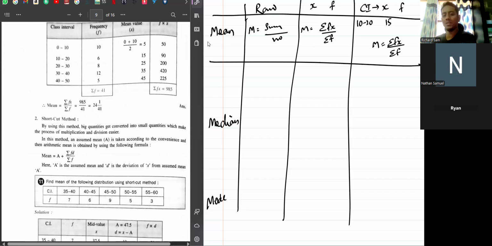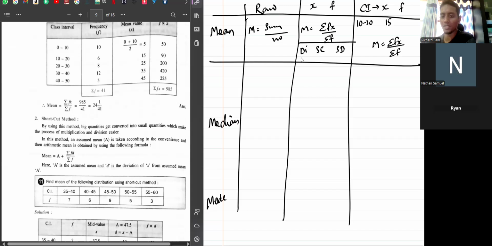Now, to find the mean for x and f and for class interval and f, you have three different methods. Okay. So three methods are here. One is the direct method. Then one is the shortcut method. And one is the step deviation method. So three methods over here.